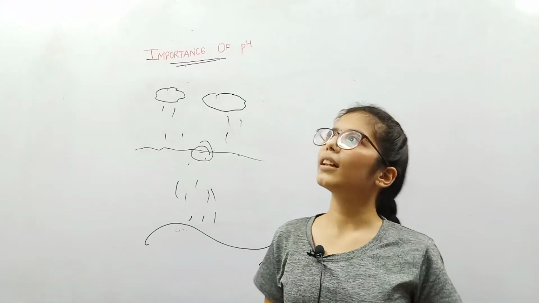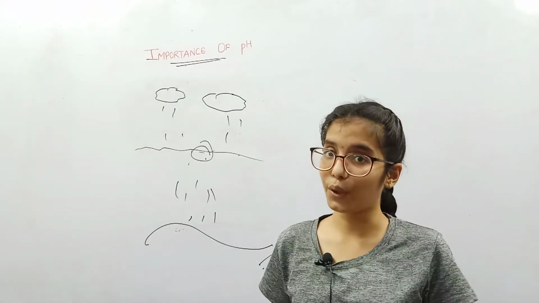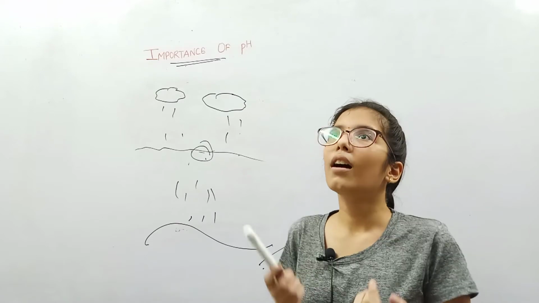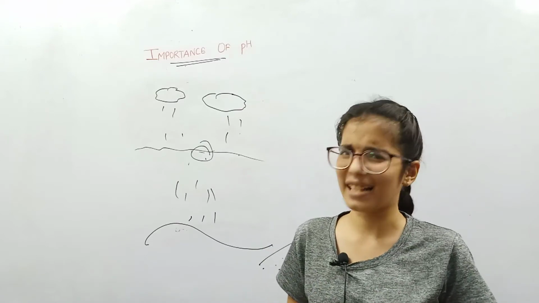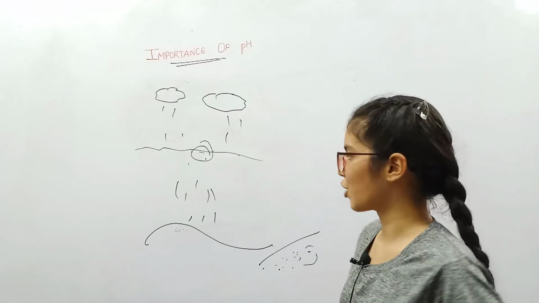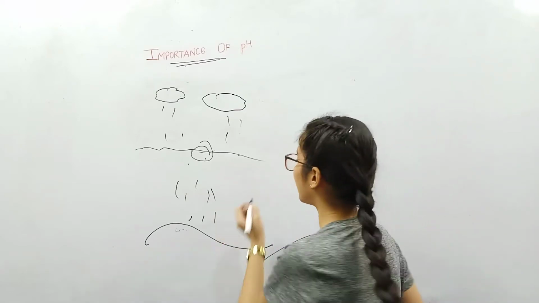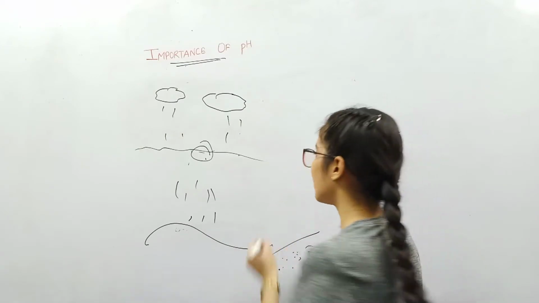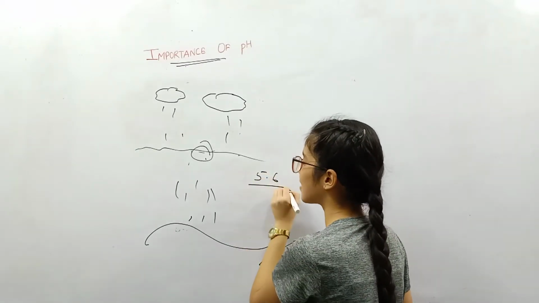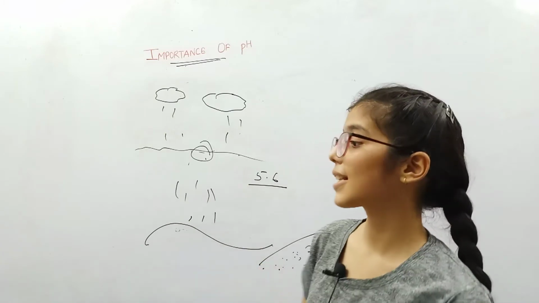And another thing is that this acid is harmful. Acid can cause corrosion of metal structures like roads, railways, bridges, etc. And there are many more disadvantages. So remember one thing, acid rain is caused when the rainfall pH is less than 5.6. And moving to the next.